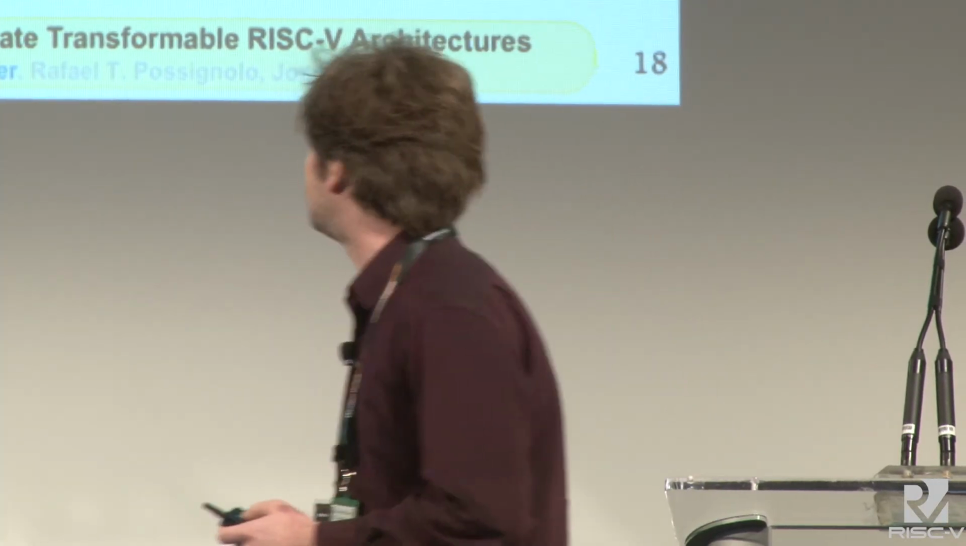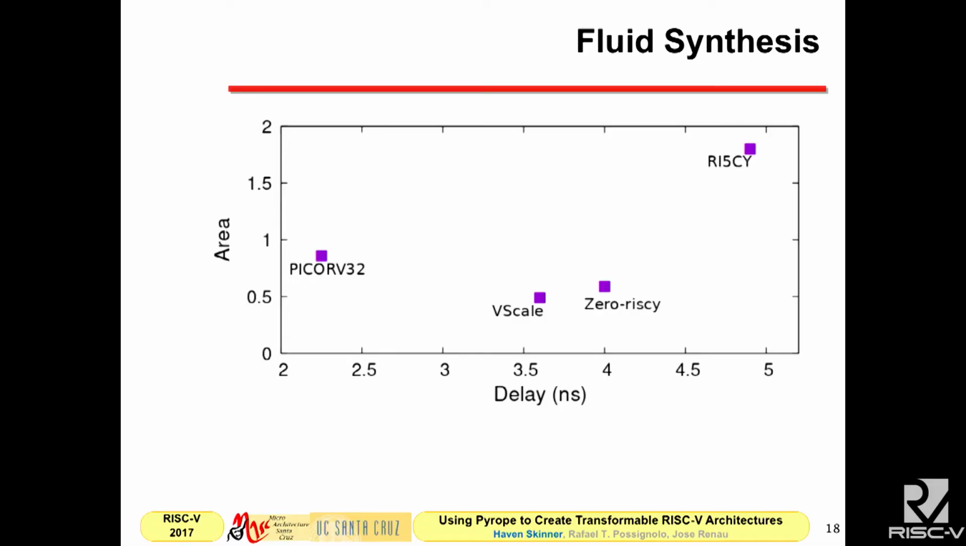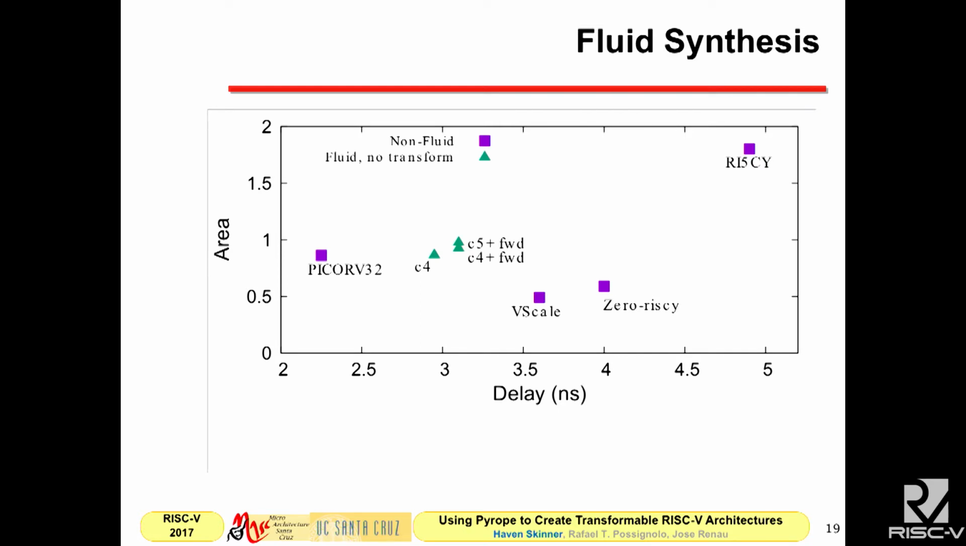So synthesis as well. We collected several RISC-V cores. The authors of many of them, I think, are in this room. And we compare these against our fluid pipelines in terms of synthesis results. C4 is a 4-stage fluid pipeline. Then we also looked at it with forwarding paths. We created a 5-stage fluid pipeline with forwarding paths. And we see Pico RV32 is also 4-stage.